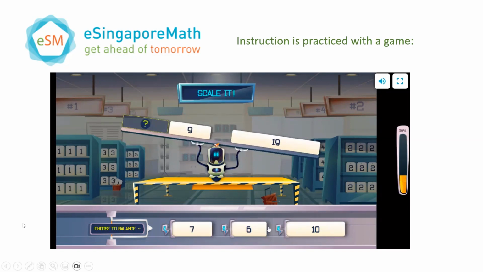So this is, again, a combination. First of all, we're getting some fact practice, but we're also having the opportunity to visualize the relationship between these numbers. We have on one side of the scale the two parts, and on the other side of the scale is the whole. So it's an all-encompassing activity that on first glance is just a whole lot of fun.